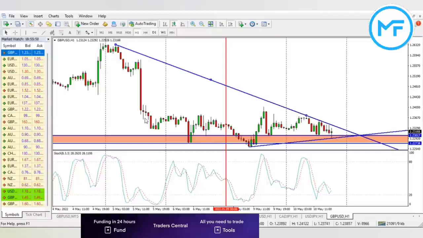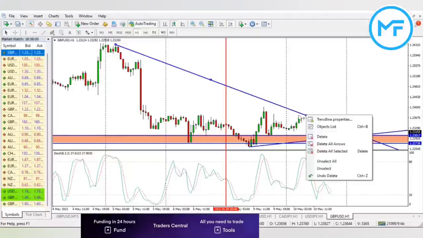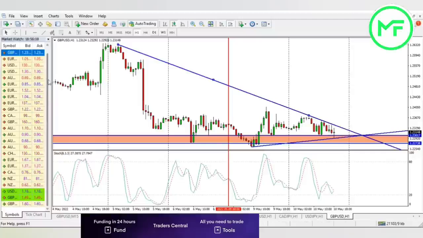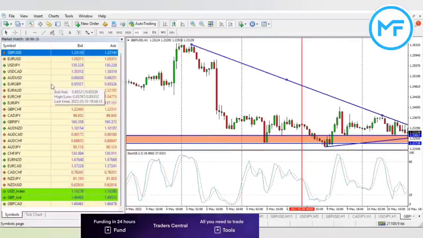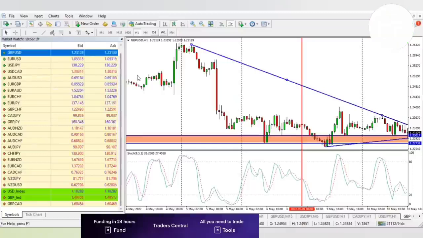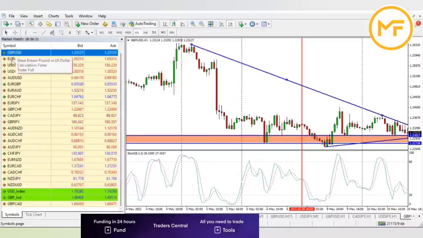Did you understand, or can I make another example on another currency pair? Let's make the last one. Okay. Which currency pair? Let me check. Euro GBP. Okay.